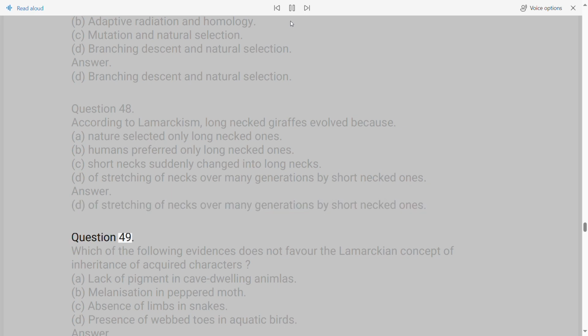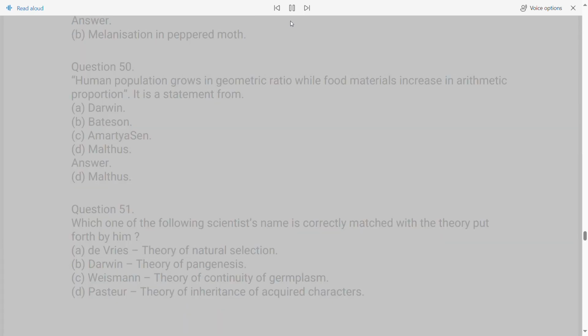Question 49. Which of the following evidences does not favor the Lamarckian concept of inheritance of acquired characters? A. Lack of pigment in cave-dwelling animals. B. Melanization in peppered moth. C. Absence of limbs in snakes. D. Presence of webbed toes in aquatic birds. Answer. B. Melanization in peppered moth.